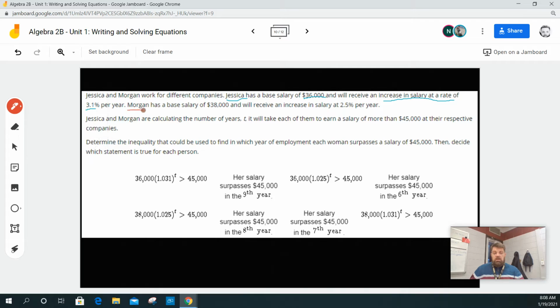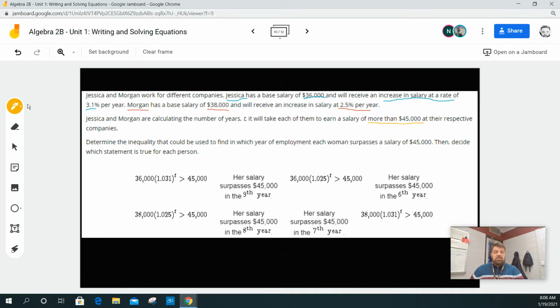In red, Morgan has a base salary of 38,000 and will receive an increase in her salary of 2.5% per year. Okay. So Jessica and Morgan are calculating the number of years it will take for them to earn more than 45,000 at their respective companies.